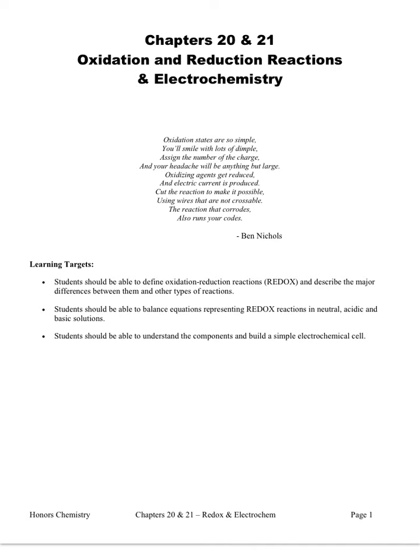Everybody, today we're going to talk about chapters 20 and 21. We're going to do a little bit of each of the chapters. Chapter 20 talks about oxidation and reduction reactions, and then 21 talks about electrochemistry, which involves oxidation and reduction reactions. So as usual, you have your poem and then the learning targets on the first page. Let's go to the next page.